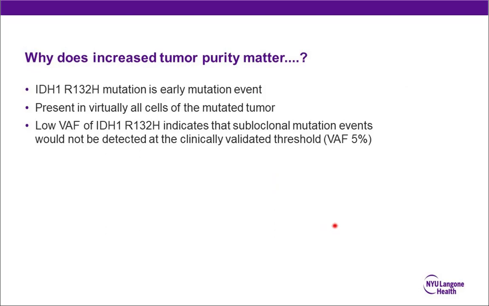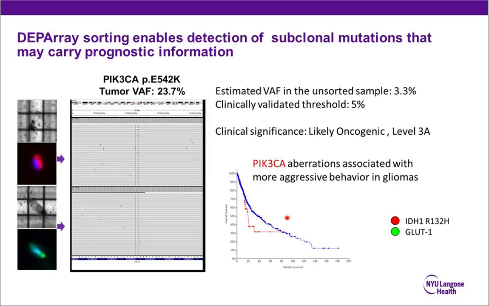You were able to detect it at 7% before. What is the point of going through all this extra work just to prove that you can do it better? The reason is that this mutation is an early driver event. It will be present in all the cells of the tumor. And because we had a low variant allele frequency in the first event, it means that if there are any subclonal events that are present in a smaller fraction of cells, we will not be able to detect them at our clinical threshold of 5%.